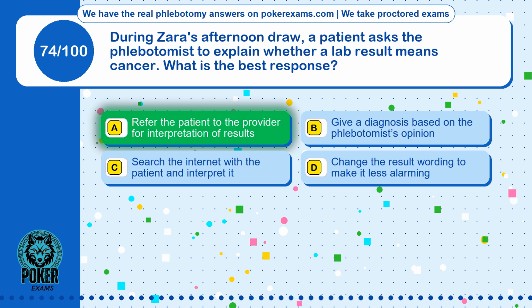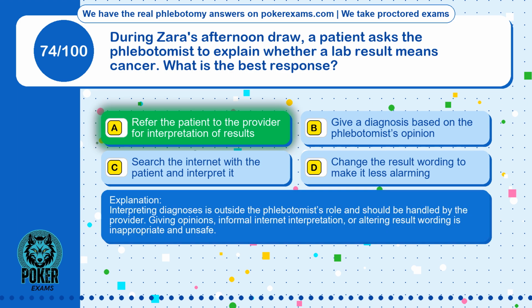The correct answer is option A. Refer the patient to the provider for interpretation of results. Interpreting diagnoses is outside the phlebotomist's role and should be handled by the provider. Giving opinions, informal internet interpretation, or altering result wording is inappropriate and unsafe.